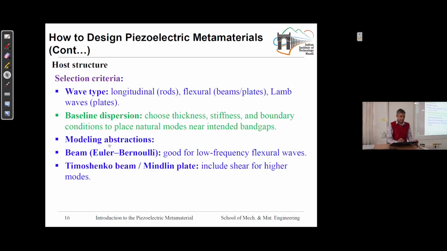Then modeling of abstractions: we can use beam theory or Mindlin plate theory, or Timoshenko beam theory in the case of a beam, and in the case of 2D, Mindlin plate theory. As you can see, this is a very complicated structure, so we cannot use the conventional way. We have to use a numerical method, the so-called finite element method. Generally we use the finite element method to design the host structure.